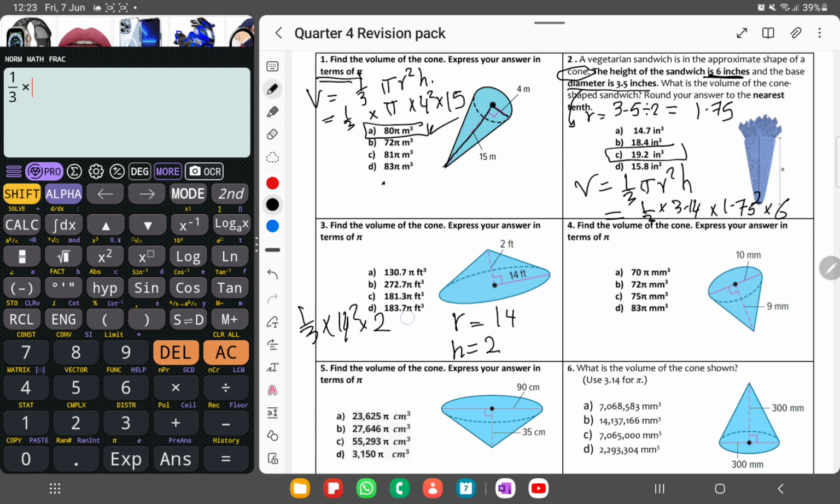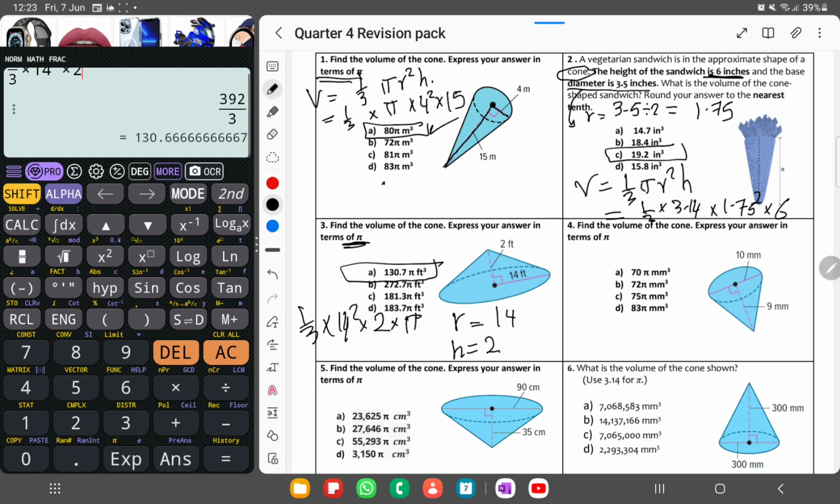Mister, why didn't you write the pi? Pi, here it is, but he said in terms of pi, so this is why I didn't write the pi. 1 over 3 times 14 power 2 times 2. So what is it now? 130.666 is 130.7. 6 is strong, so it will give 1 to the 6. The other 6 is gonna become 7.